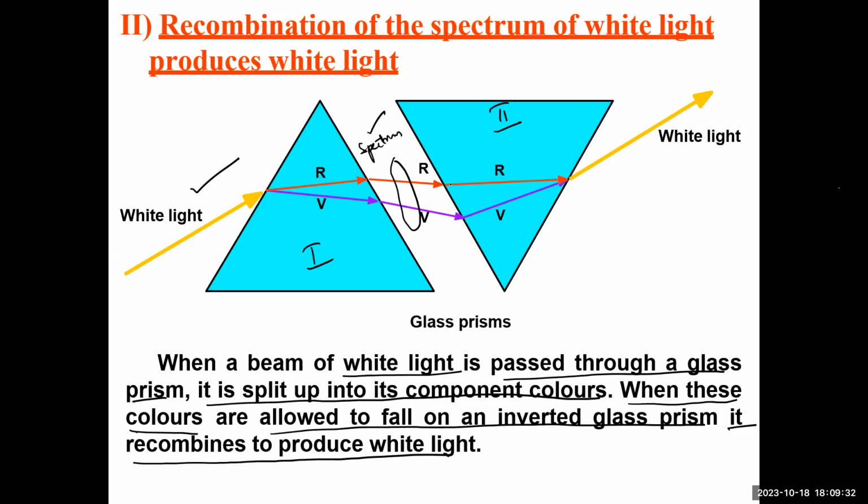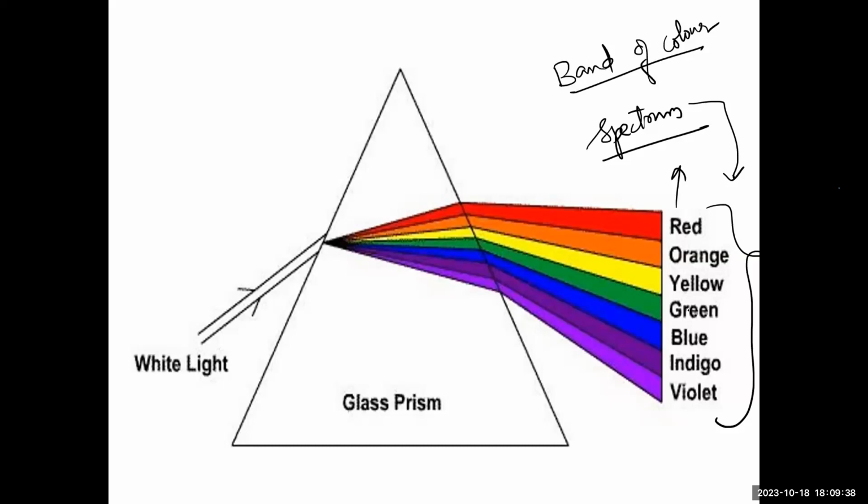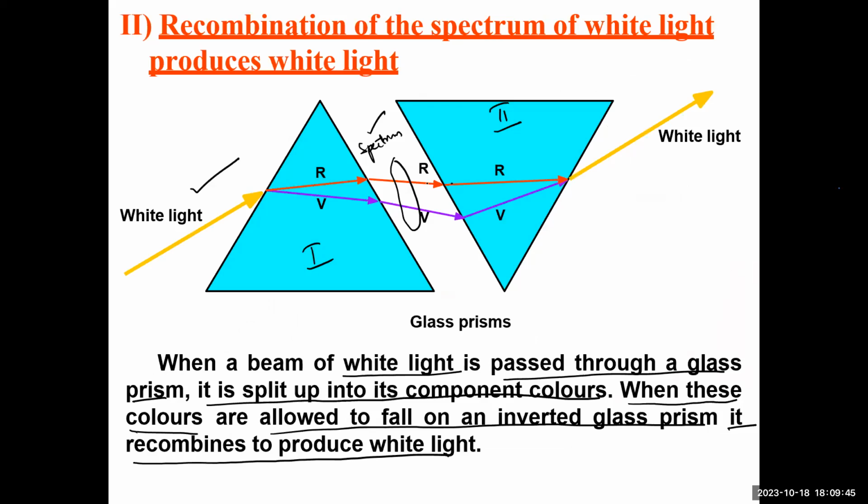From red to violet there are many different colors, right? We have seen it in the previous slide: red, orange, yellow, green, blue, indigo, and violet. All these lie in the gap between red and violet. All these colors are reunited, recombined at one particular point over here, and it comes out as a single white color. This process of combining all the VIBGYOR colors with the help of an inverted prism, we call a recombination of a spectrum of white light. And again it produces a white light. So this is how we produce a white light from another white light.